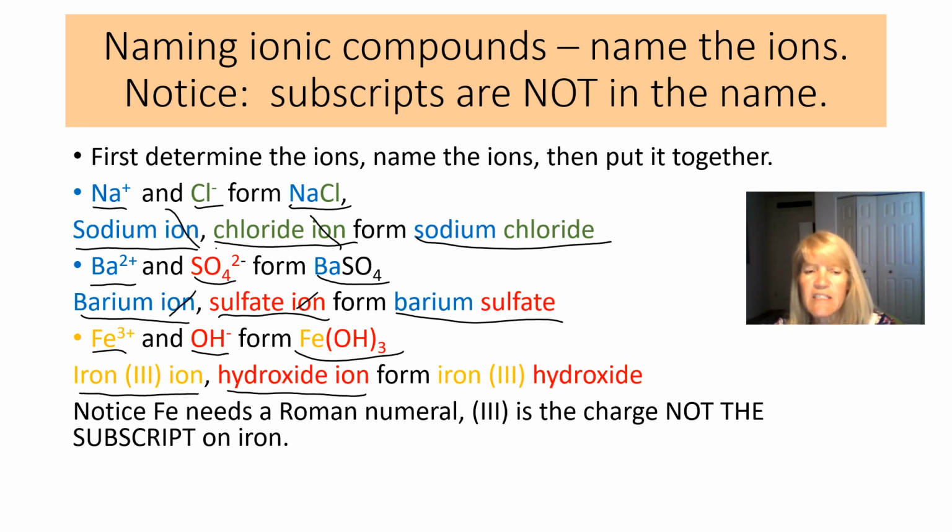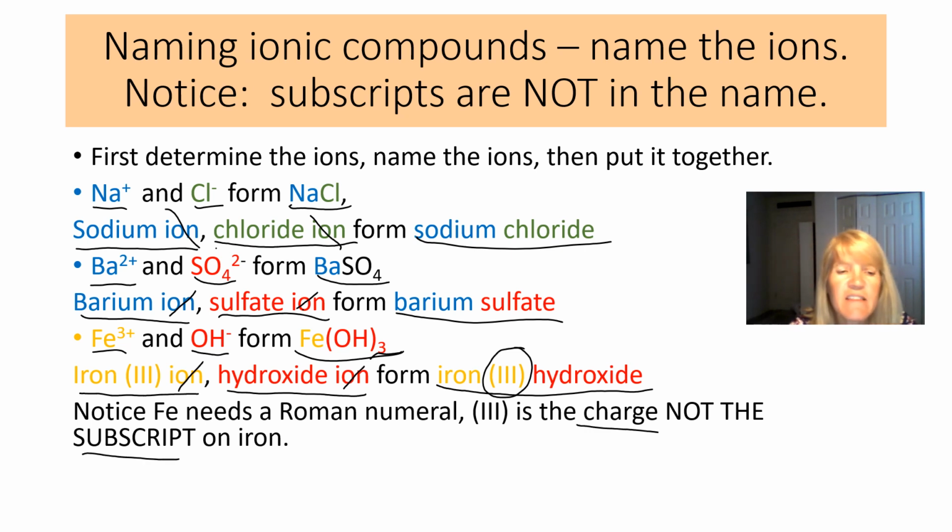And then when you get to the name of the compound, you drop the word ion, and you have iron(III) hydroxide. Okay? It's important to keep the III. You need the Roman numeral because you don't know iron's charge without that. But the thing that's tricky about this is that this 3 is not the subscript on iron. So iron has one subscript, but its charge is 3. So notice that 3 is the charge, not the subscript.